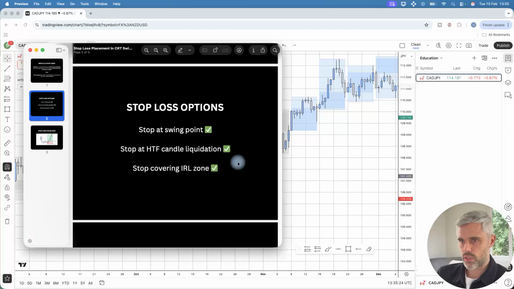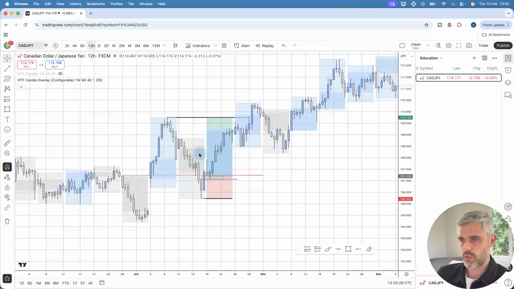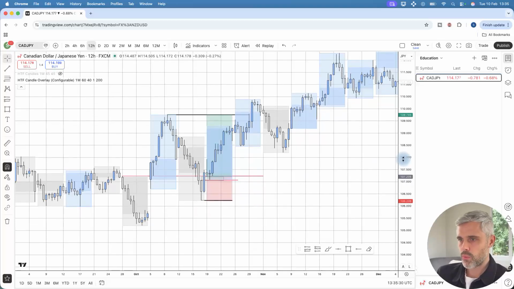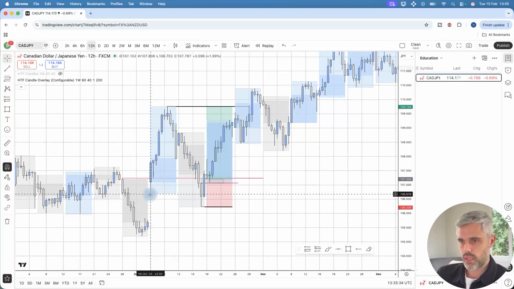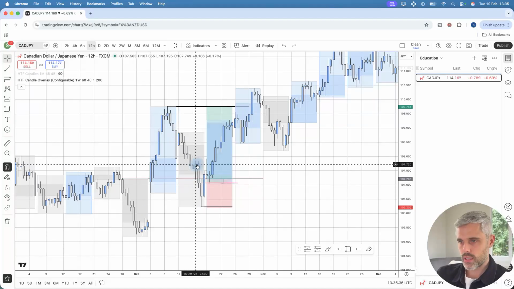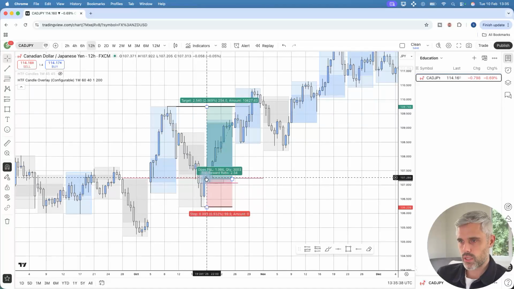However, we do have an additional option. We can just cover the higher time frame candle liquidation. So the whole purpose of this bearish order flow is to liquidate this candle's low. Price has already achieved that objective. So what is the reason for price to come down to this level? There is no reason.